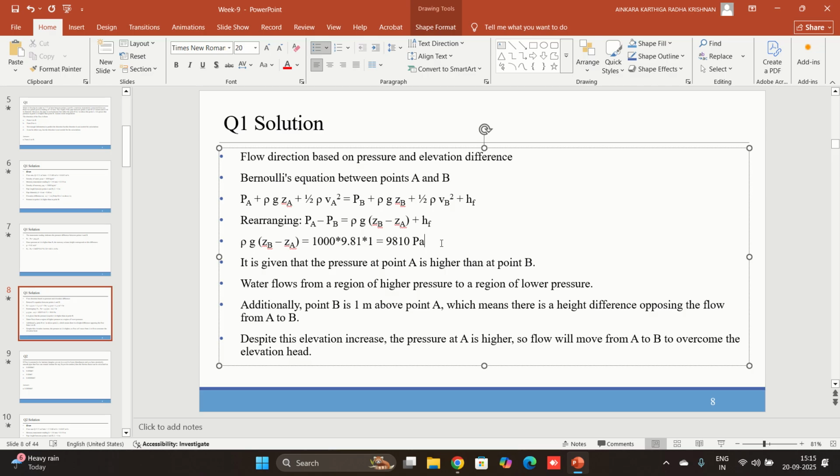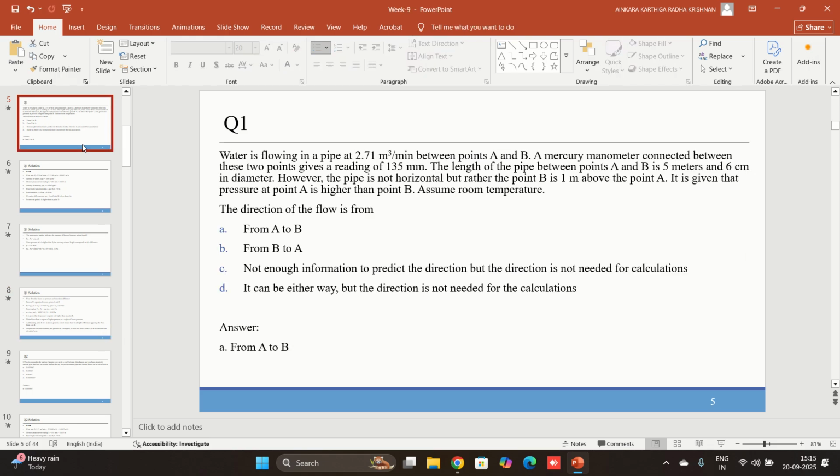But in spite of this elevation increase, the pressure at A is higher. So the flow will be from A to B to overcome that elevation head. So that is the thing. On looking at the question itself, we can say that the direction of flow might be from A to B. But in order to confirm our theory, we are doing the basic calculations.